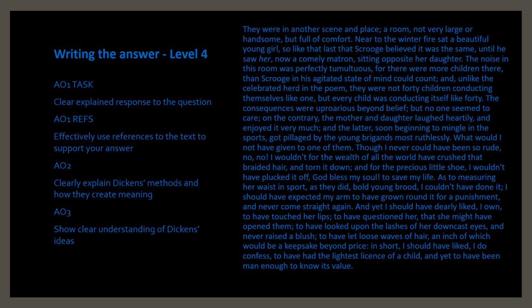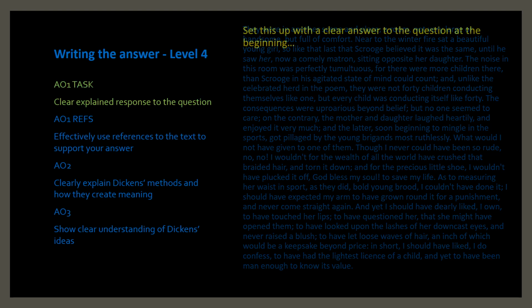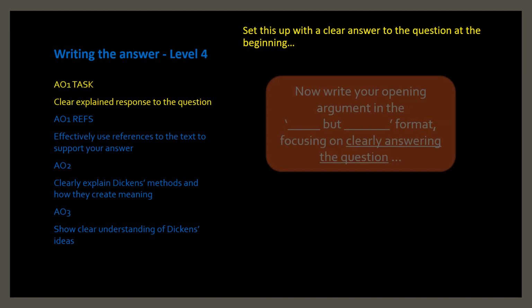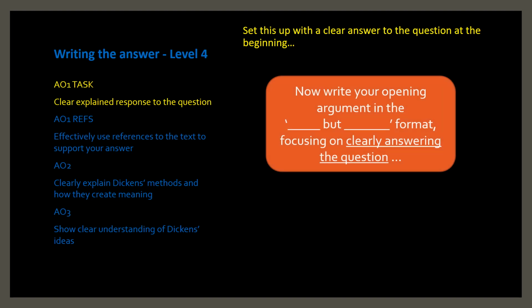So how does that work in terms of writing the answer? First of all, starts with that clear answer, the argument to the question that's set up at the beginning. The something but something idea. So let's again pause the video to give you a chance to just quickly write down the opening argument, which should already be planned in the something but something format, but your focus is on the idea that if I read this, I would see that you are clearly answering the question. Okay, pause now and get that written down.